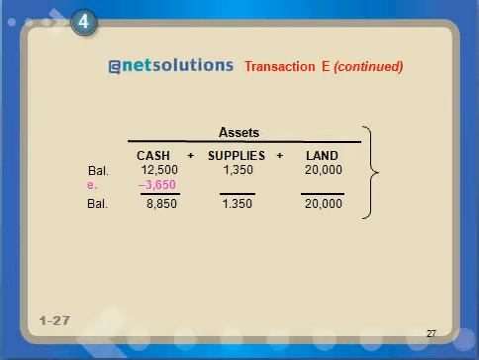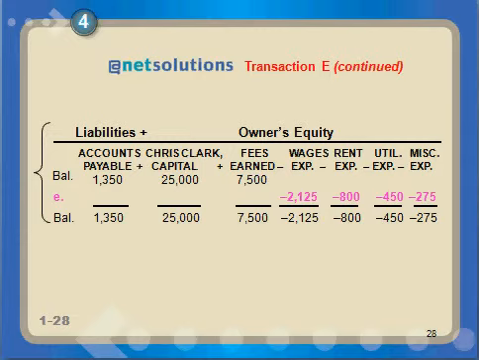But let's take a look at the right-hand side, and this will be a subtraction from our capital account because expenses are subtraction. We still have our original accounts payable, $1,350, still have the capital, $25,000, still have the $7,500 for fees, and then we have each one of these expenses shown as minus.